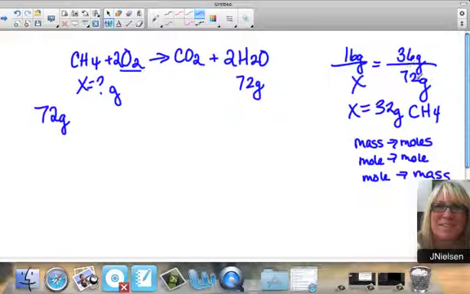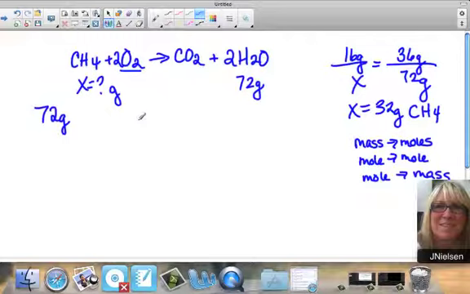So 36 grams over 72 grams equals, I have 1 mole of methane, this is 12, and 4 is 16 grams over X. I can cross multiply and divide and get my answer of 32 grams. In this case, it's a very simple problem. Maybe I might want to do that.